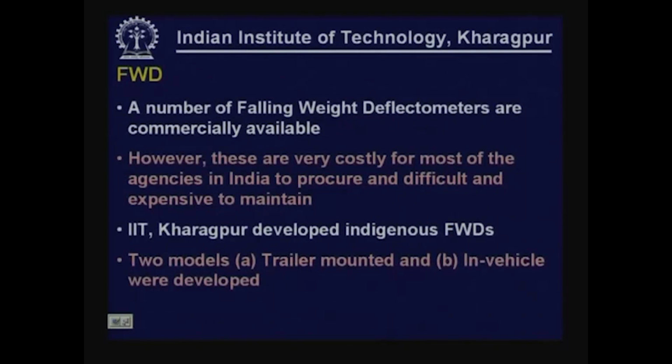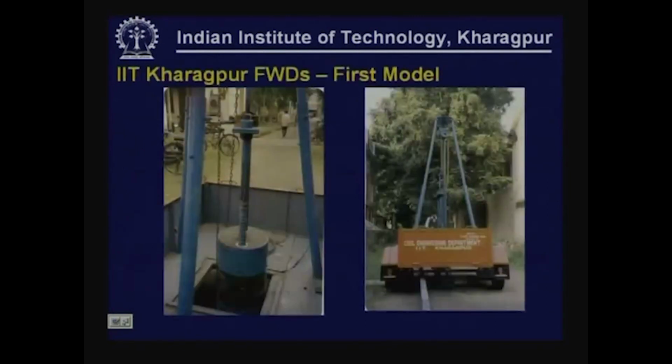A number of falling weight deflectometers are commercially available. However, these are very costly for most of the agencies in India to purchase, and they are even difficult to maintain. IIT Kharagpur has developed indigenous falling weight deflectometers and has been using them for the last 10 years. Two models were developed, one trailer mounted, the other an in-vehicle FWD. The next few photographs show the two models developed at IIT Kharagpur. This is a trailer mounted, very simple one. We can see the mass spring system.